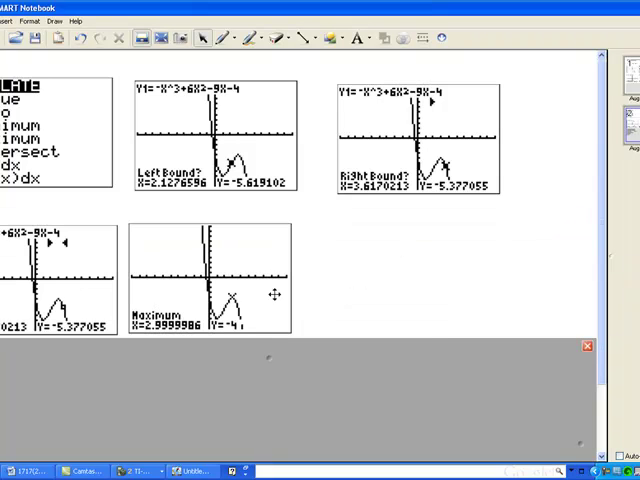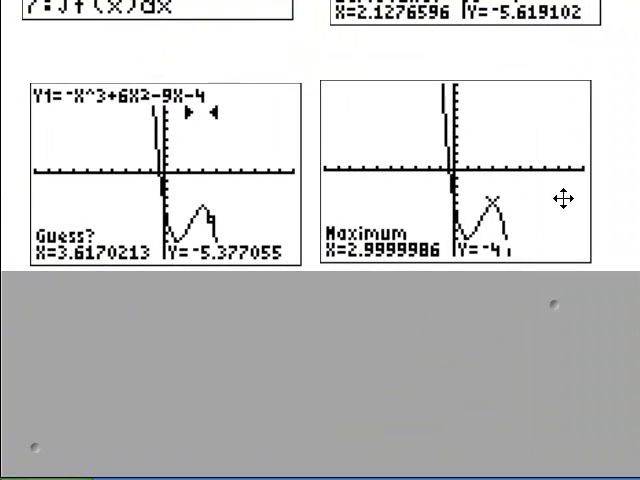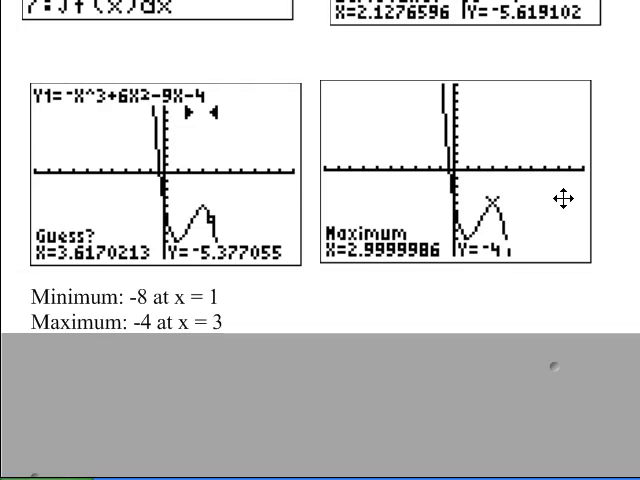Next, we have guess. You can go ahead and enter. Now we should have the maximum. X equals 2.99986. Again, you might have something a little different. You might have 3. You might have 3.0001. Y equals negative 4. Again, if we all round to 3 decimal places, the maximum should be negative 4 at x equals 3. So again, the minimum, negative 8 at x equals 1. The maximum, negative 4 at x equals 3.